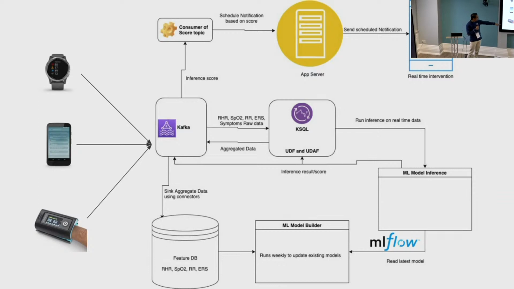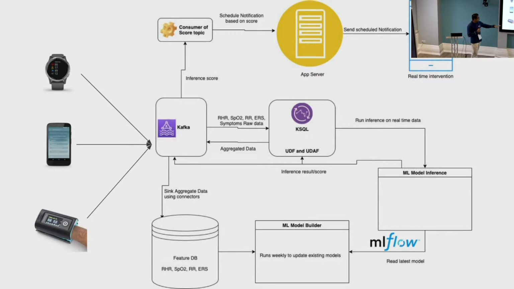And then from that feature DB, we have an ML model builder module that runs periodically. It can be set to run on any periodic schedule. Currently we're running it daily to build a model based on the most recent features. So every day it builds a new model based on the features.